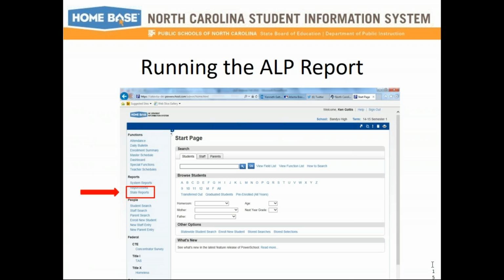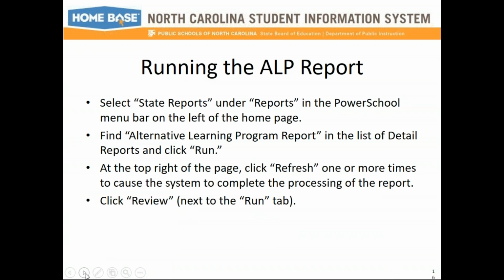So to run that ALP report, click on State Reports. We'll select State Reports under Reports, which we just did. Now we're going to find Alternative Learning Program Report in the list of detail reports and click Run. At the top of the page, we're going to click Refresh one more time to cause the system to complete the processing of the report. And finally, we're going to click Review, which is the button next to the Run tab.